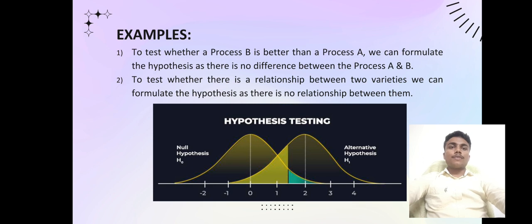Examples: to test whether a process B is better than a process A, we can formulate the hypothesis as there is no difference between process A and B. To test whether there is a relation between two variables, we can formulate the hypothesis as there is no relation between them.